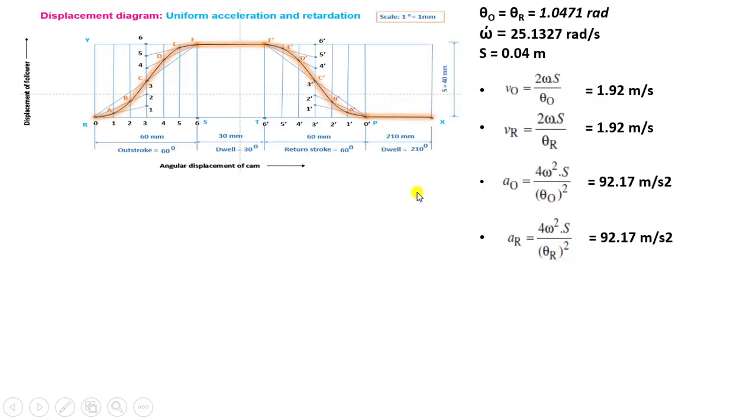Let us draw the velocity and acceleration diagram for the follower that is moving with uniform acceleration and retardation motion. First of all, calculate the maximum velocity and maximum acceleration during outstroke and return stroke with this equation. Select a suitable scale for the velocity and acceleration diagram.